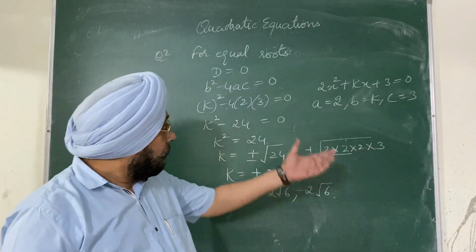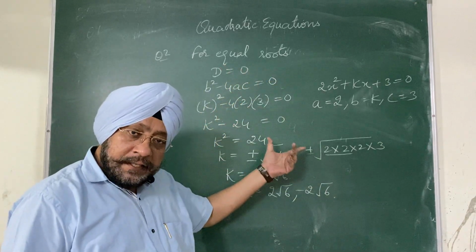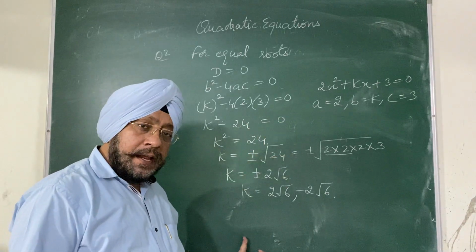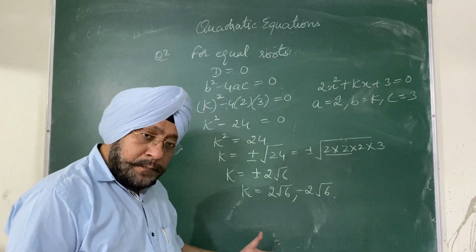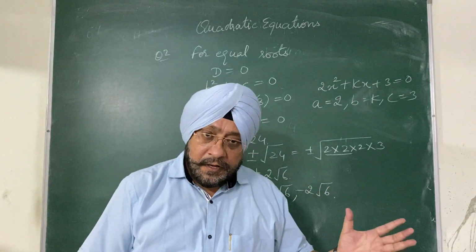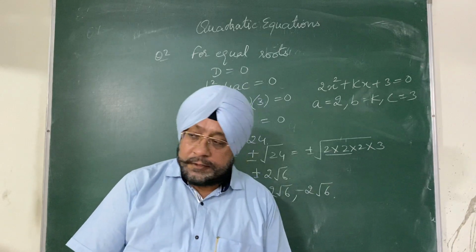So it's simple. If we are given equal roots, write the condition for the equal roots, substitute the value of a, b, c, you can easily get the value of k. So simply try the second part yourself. It's absolutely the same. Clear, buddy? Now let's come to question number 3.